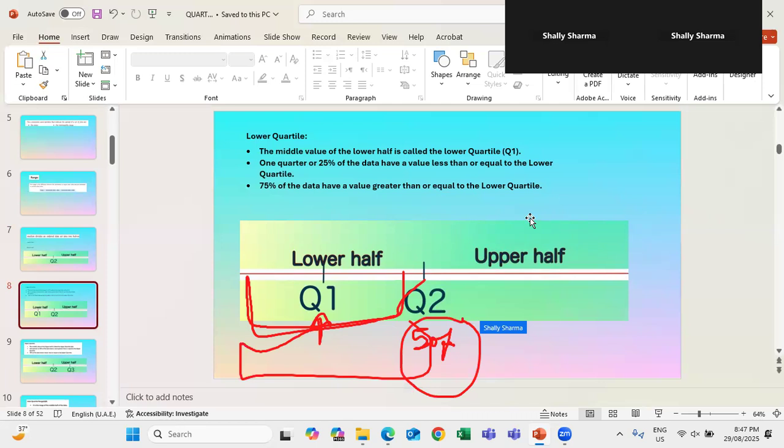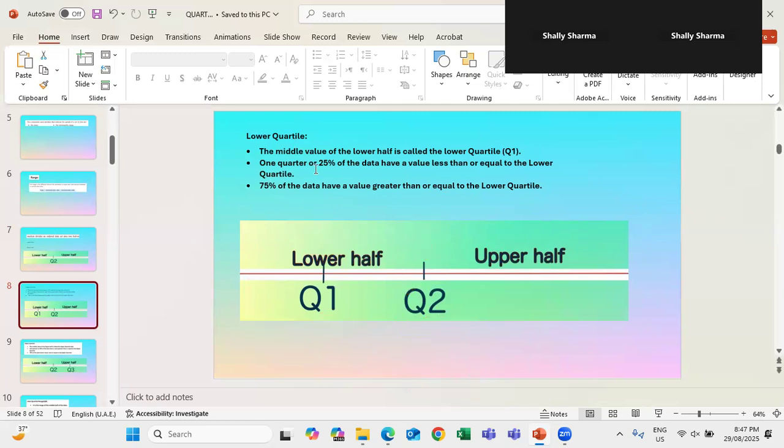This was half, and this is the half of half. So this is like 1/4, and that is why the name quartile comes up. This is on the lower side, so that is known as the lower quartile. If you see here now, this part is one quarter, and this is another quarter.